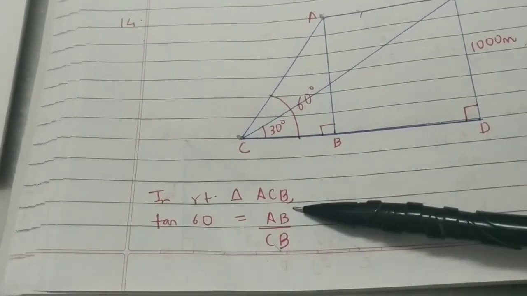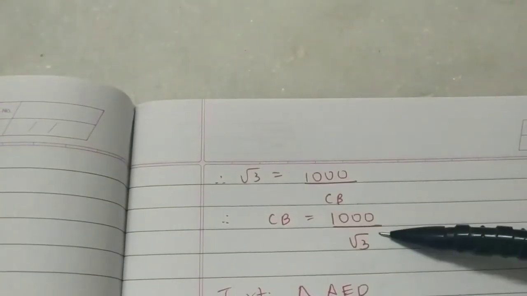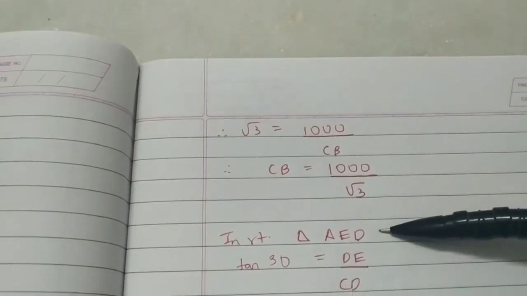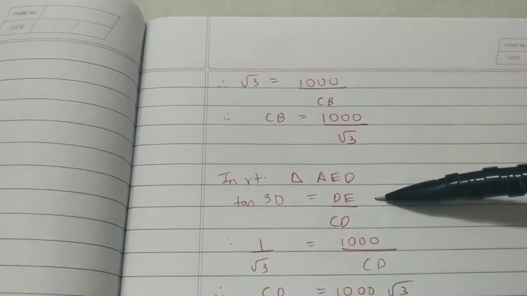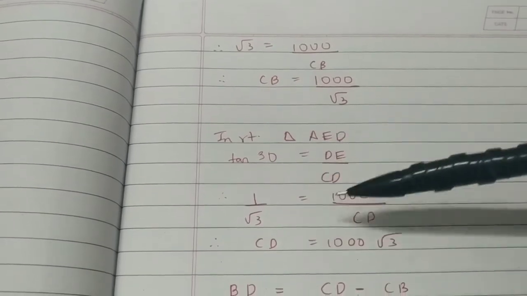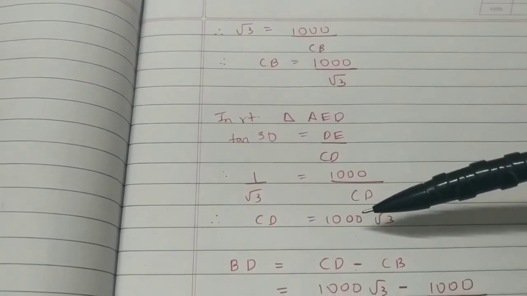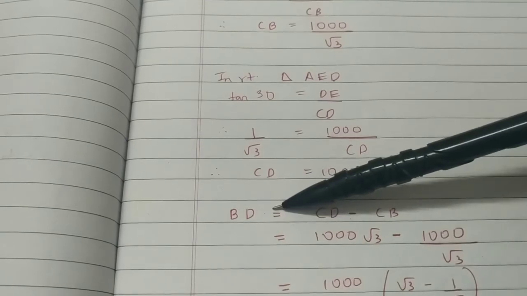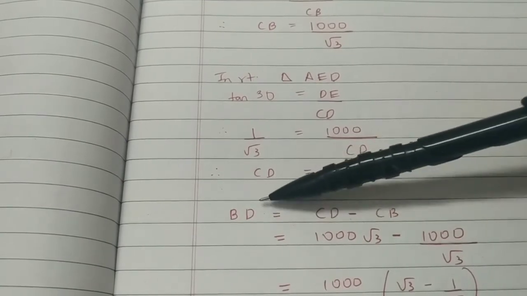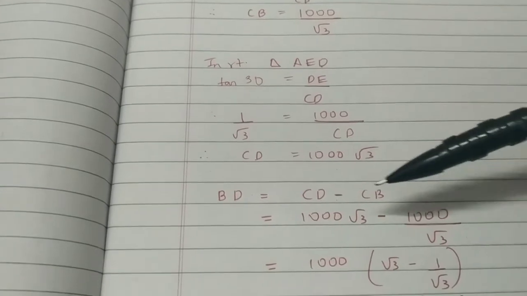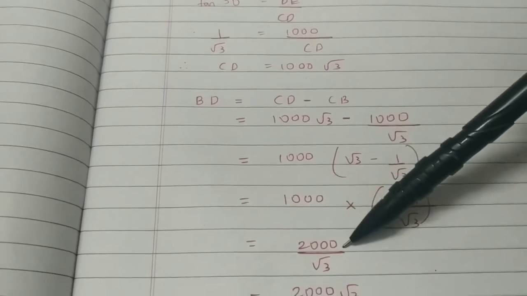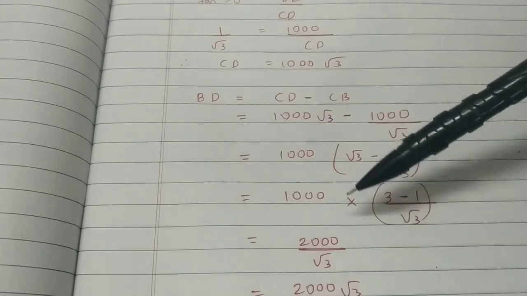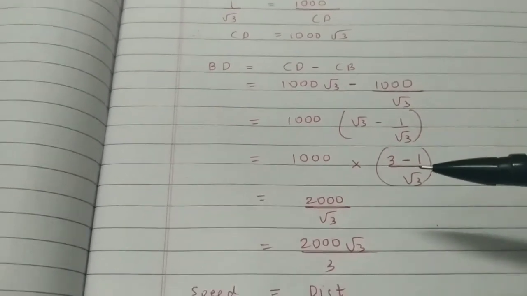So tan 60 is used, which is root 3, and we get the value of CB. In right triangle AED, tan 30 is used. Keep looking at the diagram, always, don't just copy. That's 1 upon root 3, we get the value of CD. Now BD, that is the distance traveled by the aeroplane, is equal to CD minus CB. Substitute the values, 1000 is common, LCM, that becomes 2000 upon root 3, fine. And now the final step, speed. Speed is distance upon time.